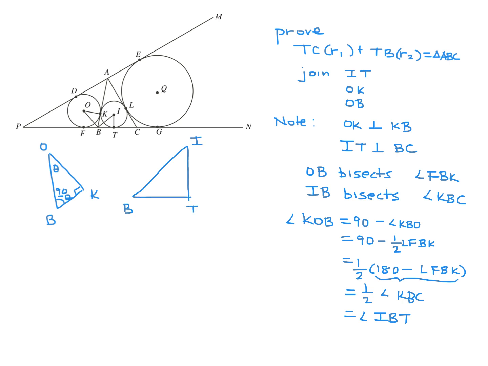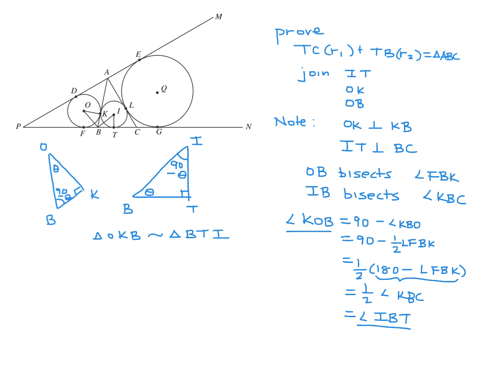It'll be similar. This is 90 degrees because T is a tangent point. And then we concluded that KOB is equal to IBT. So since KOB I have designated as theta, IBT will also be theta. And therefore this side is obviously going to be 90 minus theta. So there we go. I just showed, illustrated that these are similar triangles. So therefore triangle OKB is similar to triangle BTI.